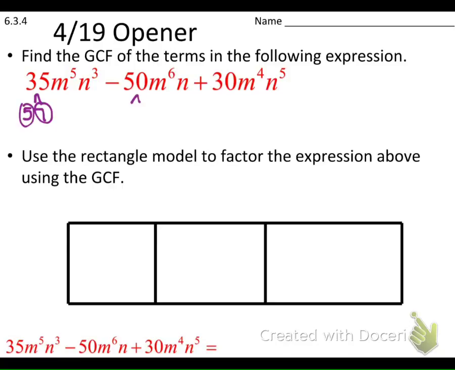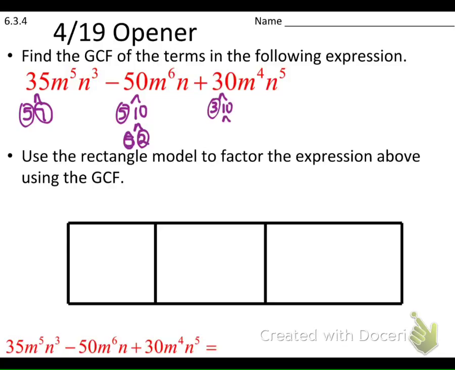Two numbers that multiply to get 50. 5 and 10. 5 is prime. Two numbers that multiply to get 10. 2 and 5. Thank you. Circle those. Two numbers that multiply to get 30. Or 5 and 6.